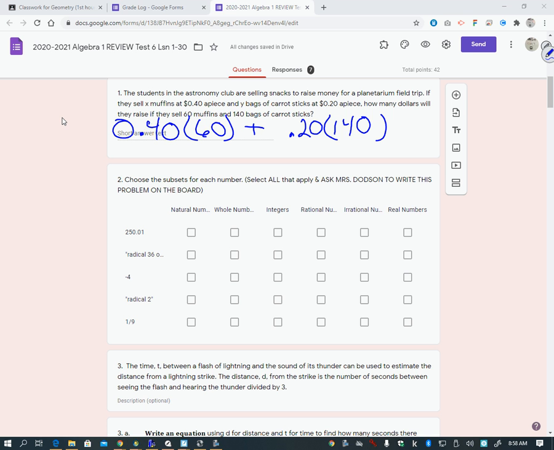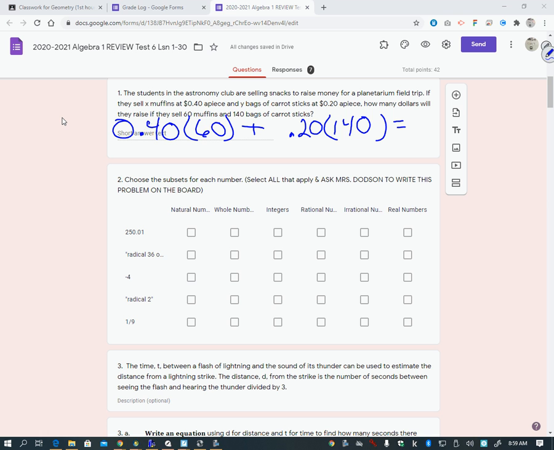Should I add them, right? Okay, now I'm multiplying the 40 cents times the 60 because for every muffin I sell, I get 40 cents. So it's a lot easier to take 40 cents and multiply it by 60 than to add 40 cents 60 times. I even know that's the same thing. But we want to add the totals together, not multiply them. That's going to give you a drastically different answer. So 0.4 times 60 plus 0.2 times 140. It should get a total of $52.